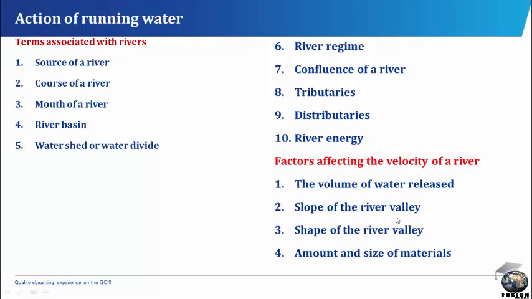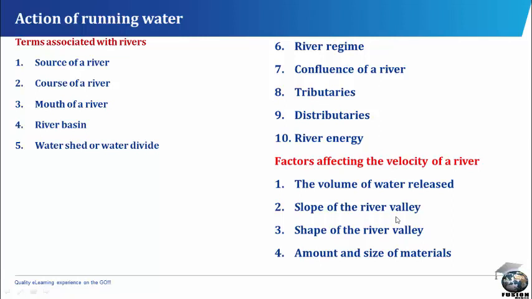1. Source of a river. 2. Course of a river. 3. Mouth of a river. 4. River basin. 5. Watershed or water divide. 6. River regime. 7. Confluence of a river. 8. Tributaries. 9. Distributaries. 10. River energy. The source of a river refers to where a river starts or begins, usually around highlands.